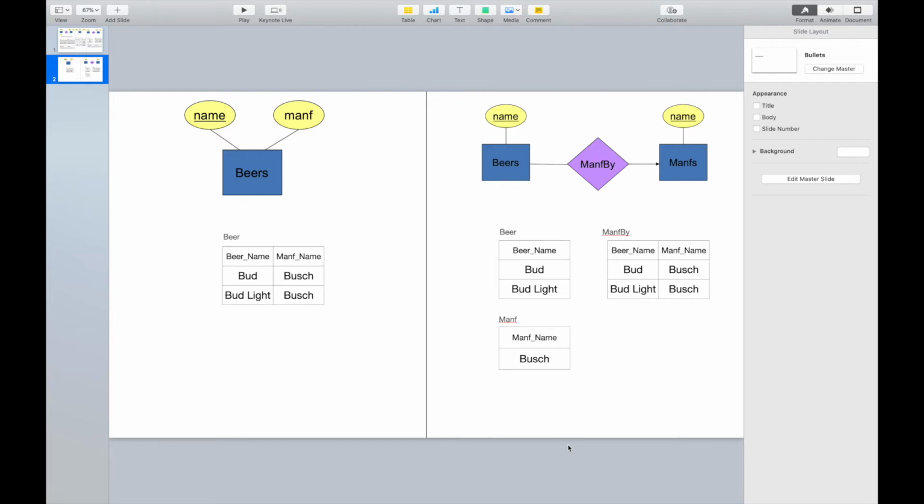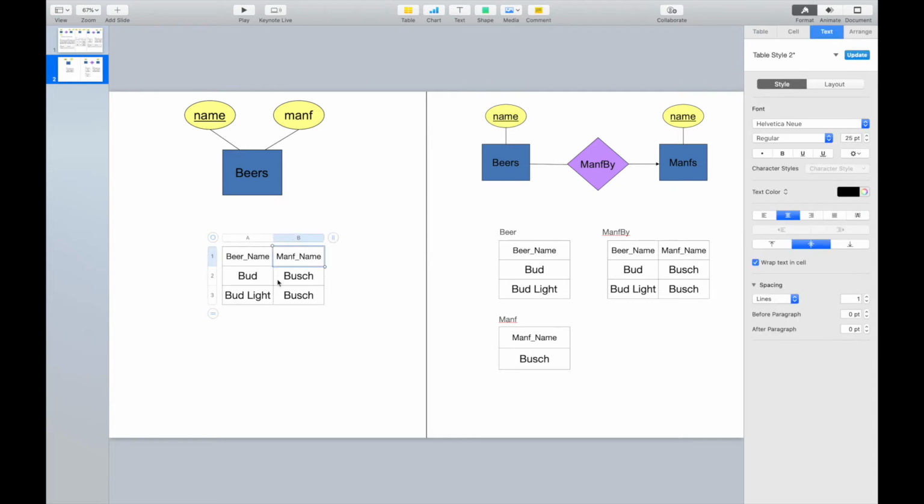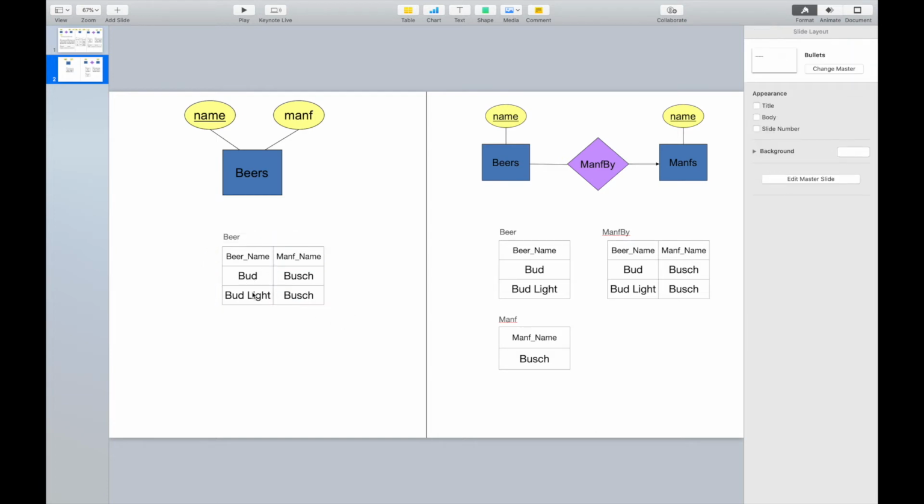So for the first case, we have one single entity, the beers. It contains the name as well as the manufacturer as attributes. For the second design, we have beers and manufacturers as two entities. They are connected by the relationship manufactured by. The beers and the manufacturers each have only one single attribute, which are all keys. Let's assume we want to store the data for the first design in tables. We can create one beers table like this, right? We have beer name and manufacturer name as two attributes. And we can also store some data from our previous example: Bud and Bud Light, whose manufacturer is Busch, right? This design is very concise.